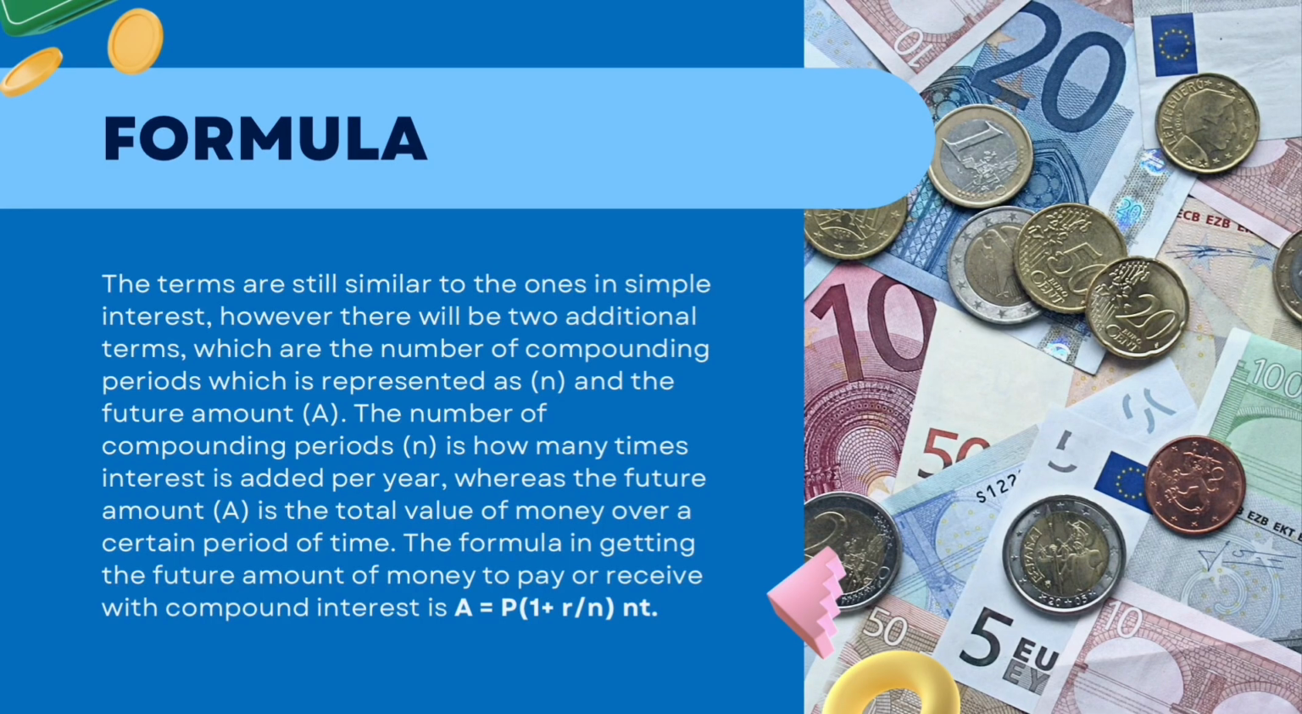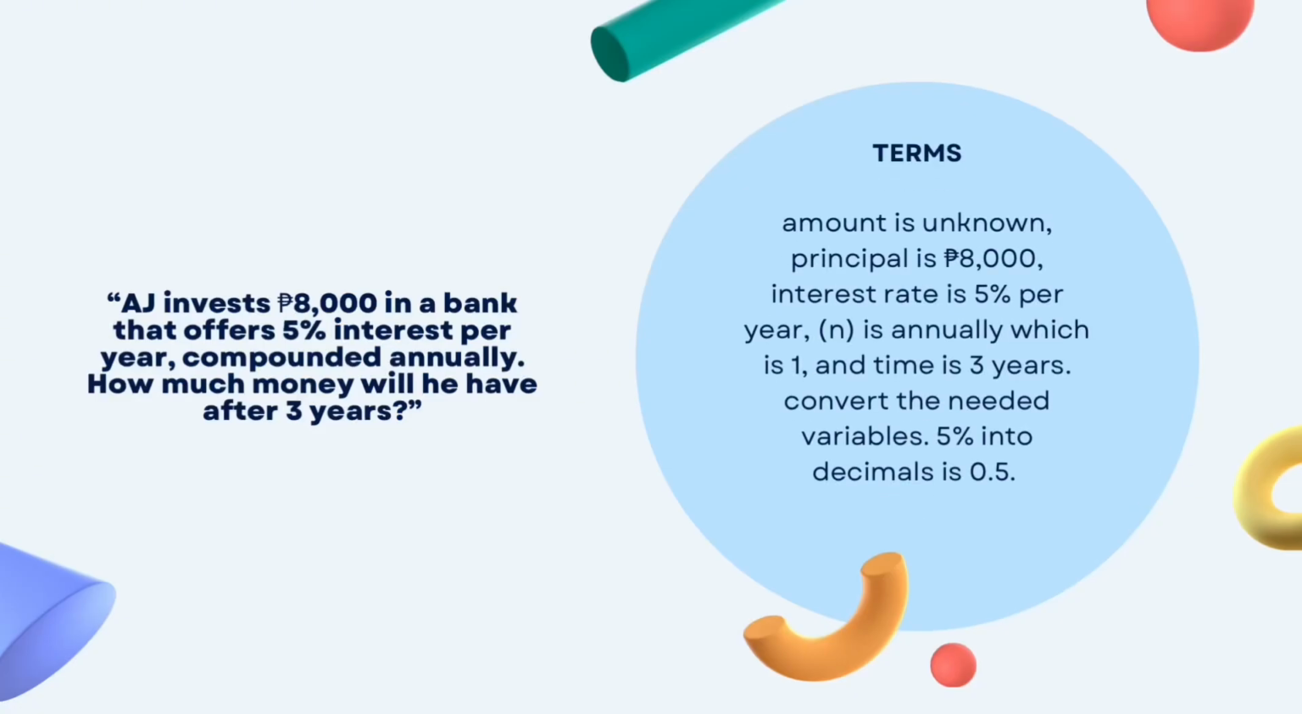Let's try solving an easy word problem to help us have a smooth start. AJ invests 8,000 in a bank that offers 5% interest per year, compounded annually. How much money will he have after 3 years? Let's identify our terms. Amount is unknown, principal is 8,000, interest rate is 5% per year, n is annually, which is 1, and time is 3 years.